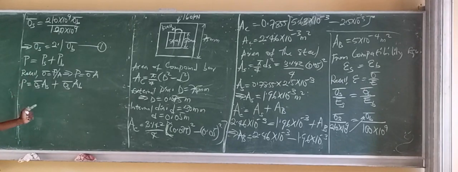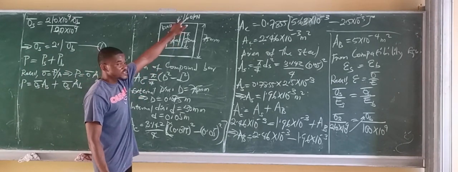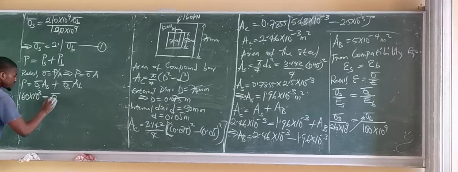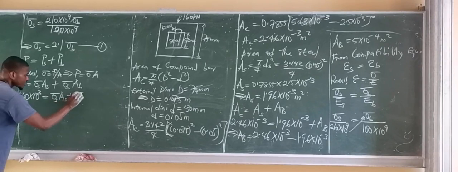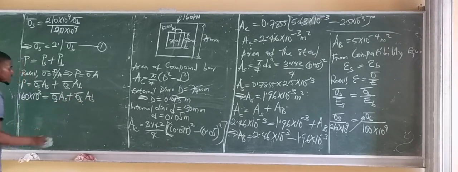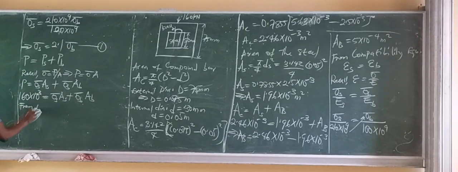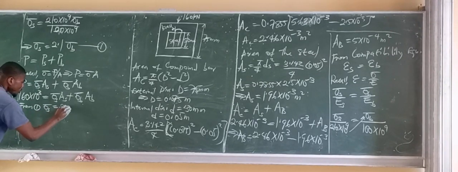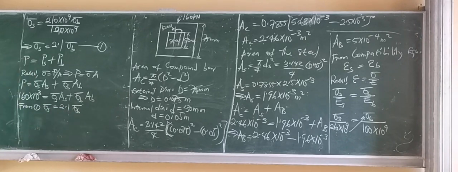Meanwhile, the total load carried by the compound bar was given as 160 kilonewtons. So in place of the total load P, we have 160 kilonewtons, that is 160 times 10 to the power of 3, and that is equal to the stress of steel bar times the area of steel bar plus the stress of brass times the area of brass. But recall from equation 1 that the stress of steel, sigma s, is simply 2.1 times the stress of brass. So in place of the stress of steel, we simply put 2.1 times the stress of brass.